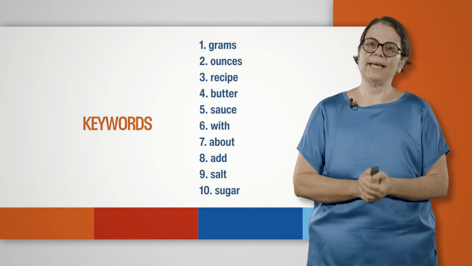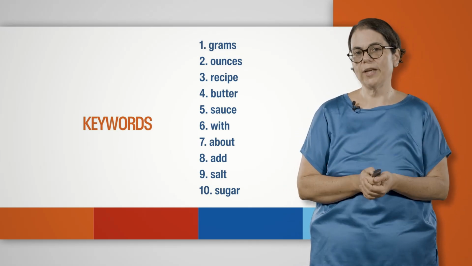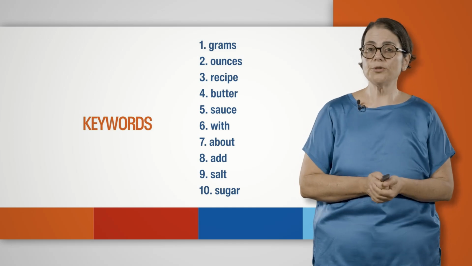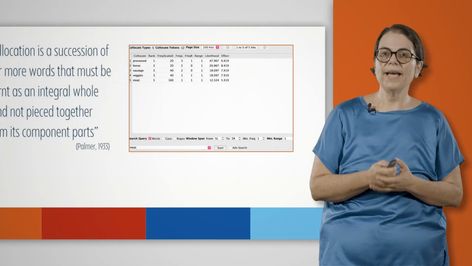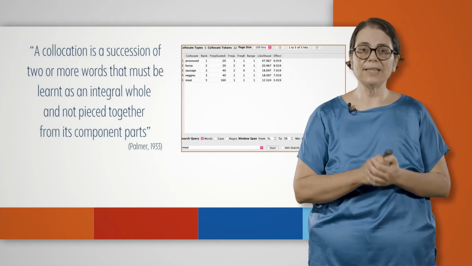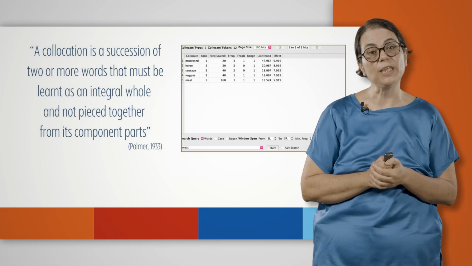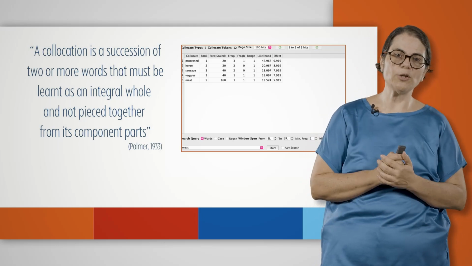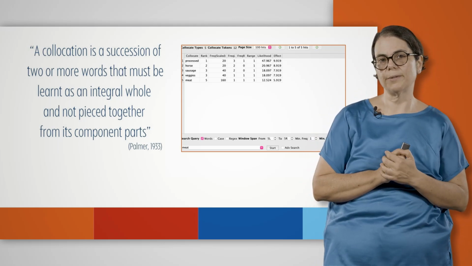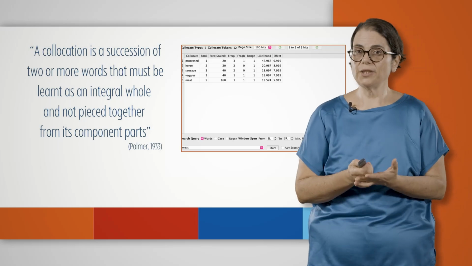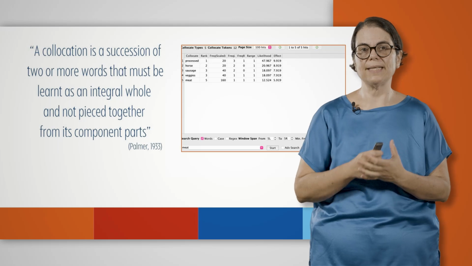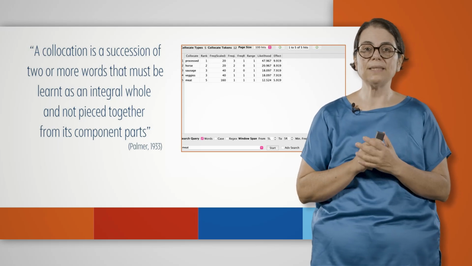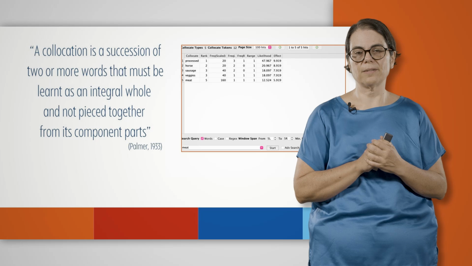Now, we turn to the second advanced method, collocation. We have already introduced collocations in our lesson on syntagmatic relations. Here is a definition of collocation that dates back to 1933, together with a typical collocation output, once again, from AntConc. A collocation is a succession of 2 or more words that must be learnt as an integral whole and not pieced together from its component parts.